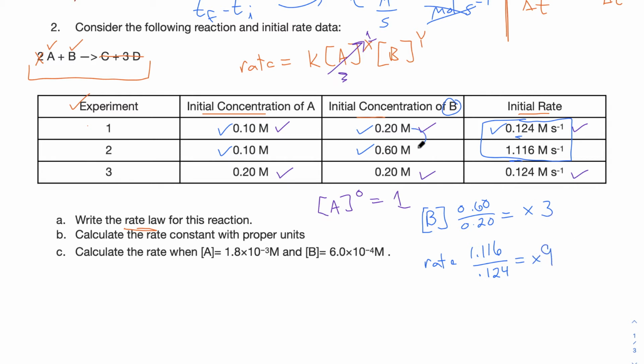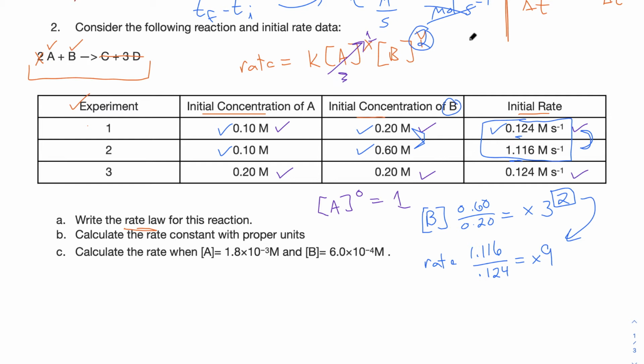So every time I triple the concentration of B, I'm getting a times 9 effect on the rate. And the way this factors in terms of identifying this exponent, what you really ask yourself is, what do I need to raise 3 to so it equals 9? And the answer is I need a square. So 3 times 3 is equal to 9. That tells us that my order of the reaction with respect to B is second order.